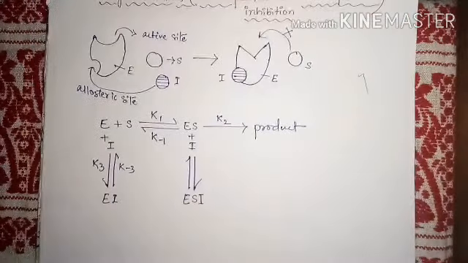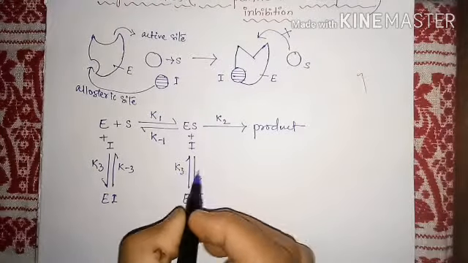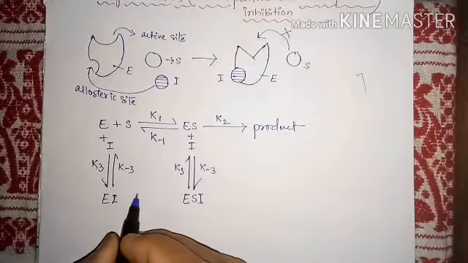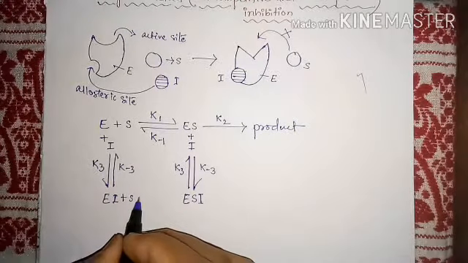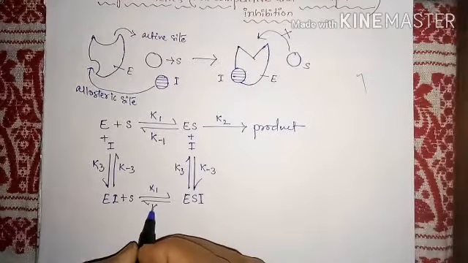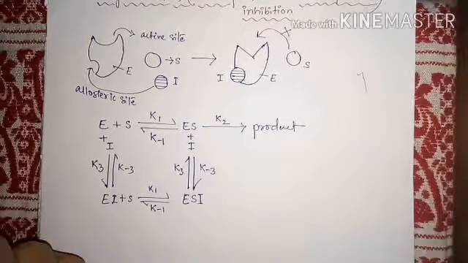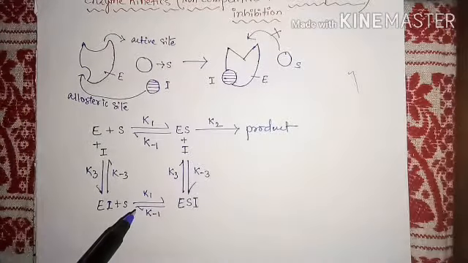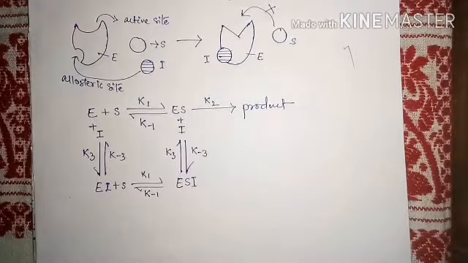So similarly, there is the formation of ESI complex, and the rate constant can be K minus 3. And similarly, here also the substrate can bind to this EI complex, and this rate constant will be similar. K1 and K minus 1, it can give ESI complex. So in case of the non-competitive inhibition, what you can see is that there is a new complex formation, that means ESI complex.